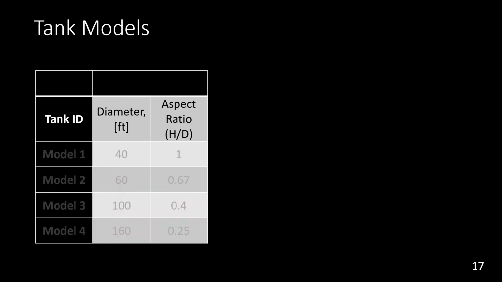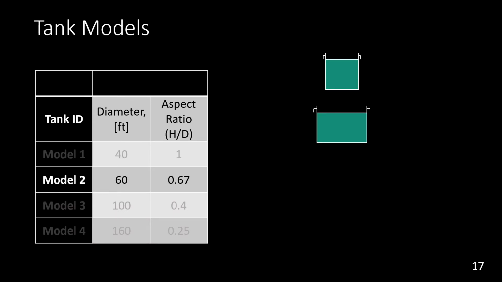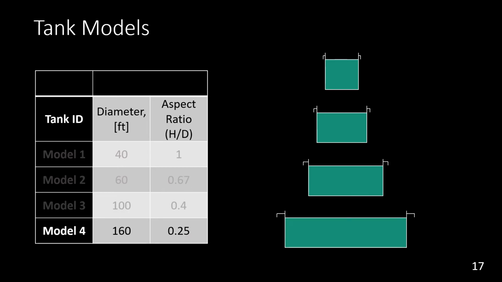We looked into 4 different tank models. All the tanks had a height of 40 feet and we changed the diameter. The first tank model had a diameter of 40 feet and aspect ratio of 1, the second with a diameter of 60, third with a diameter of 100, and fourth with a diameter of 160. This is a broad range of tanks which are typically used in the industry.